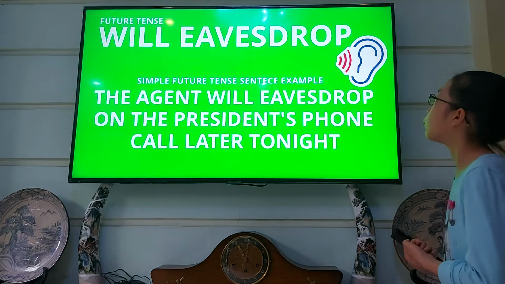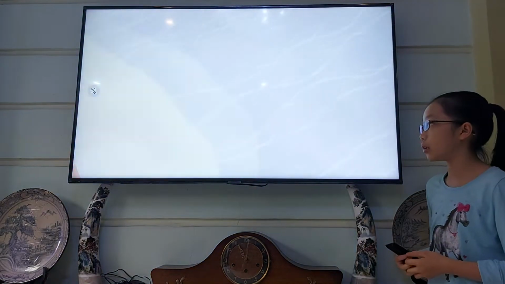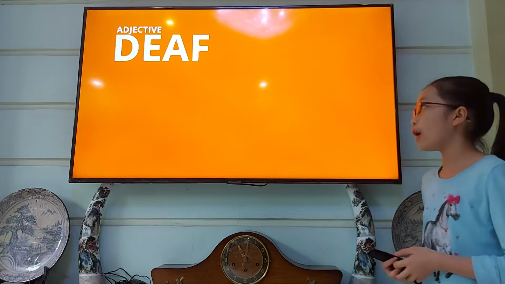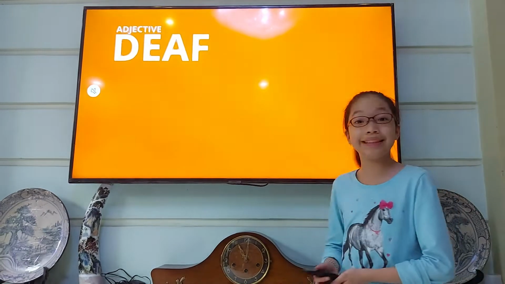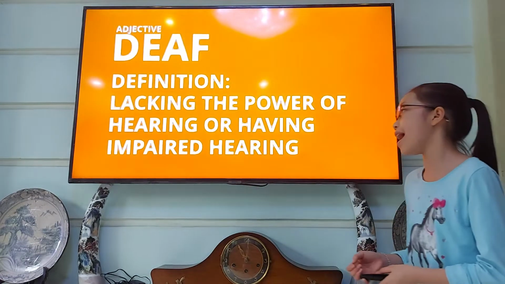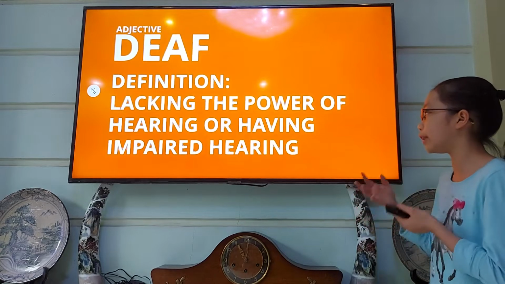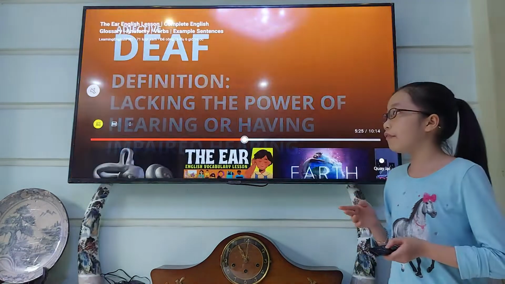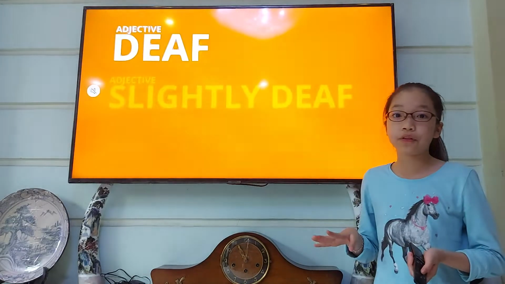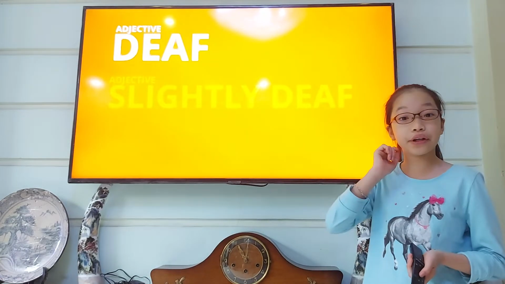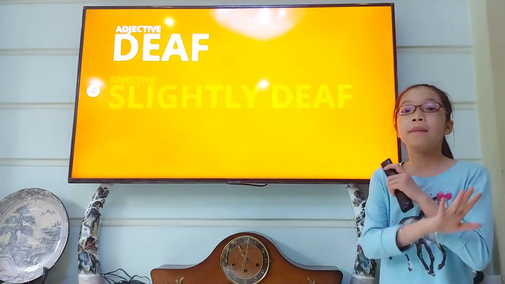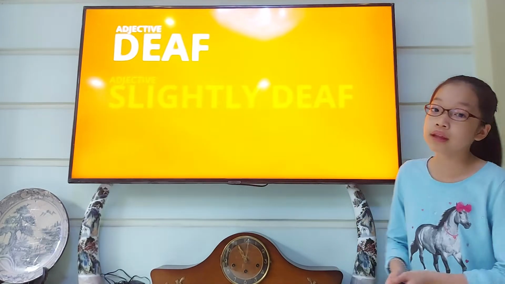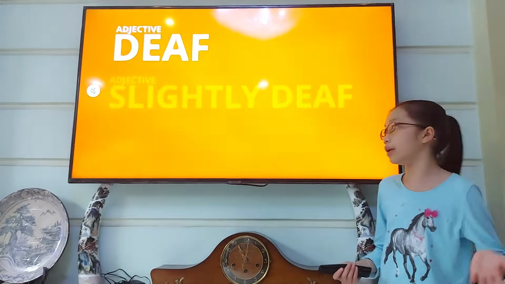And let's see what we have next. Oh, we have the adjective right here, deaf. The adjective deaf is lacking the power of hearing or having impaired hearing. You cannot hear. Like if you are just slightly deaf, you can use a machine to help you hear. But if you are deaf, a machine cannot help you.